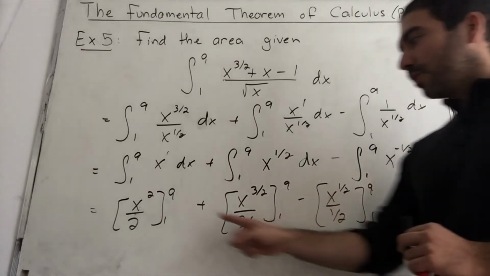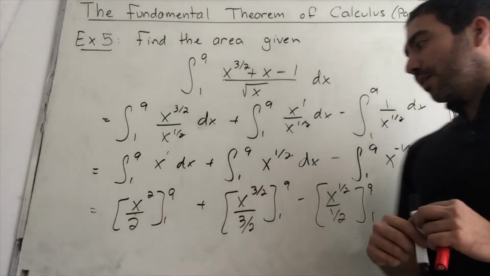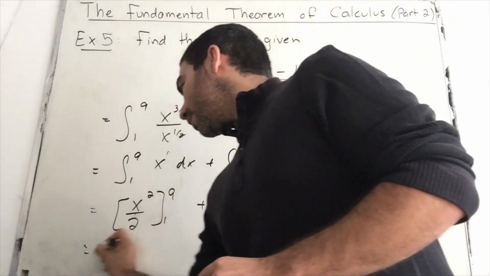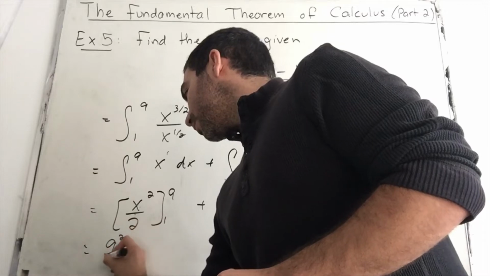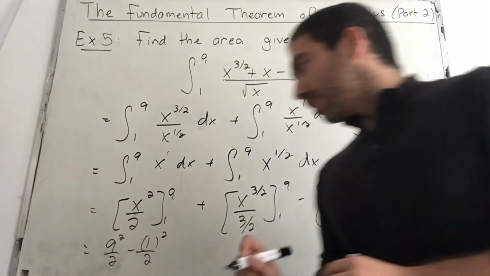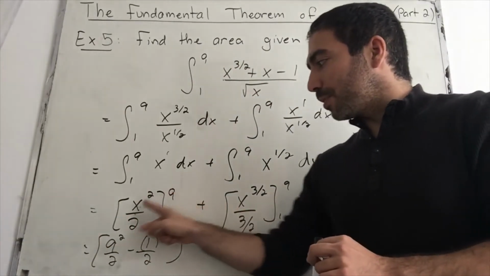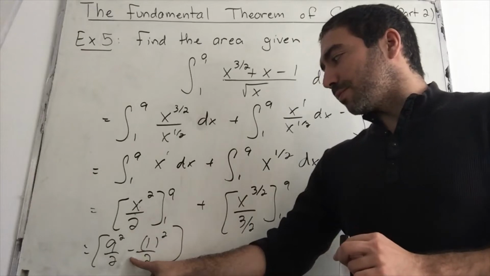9 is the upper bound. So now we're going to substitute and apply FTC part 2 on each piece of the puzzle. So this gives us 9 squared over 2 minus 1 squared over 2. It's still a bit long to do all these steps, but you're just substituting the upper bound and then the lower bound, separated by a subtraction.